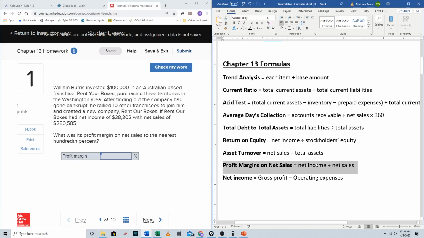Profit margin and net sales. Net income divided by net sales. That is it. Now, you will have to change it to percent and then round to the nearest 100%.